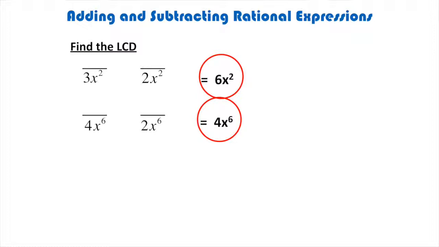This one is 4x to the 6th power. X to the 6th power, that's our highest power here. 2 and 4, the lowest common denominator is 4. If you wrote 8, that is a common denominator, but not the lowest common denominator. All right, let's try these two. Go ahead and push pause now, and when you're ready, come on back and push play.